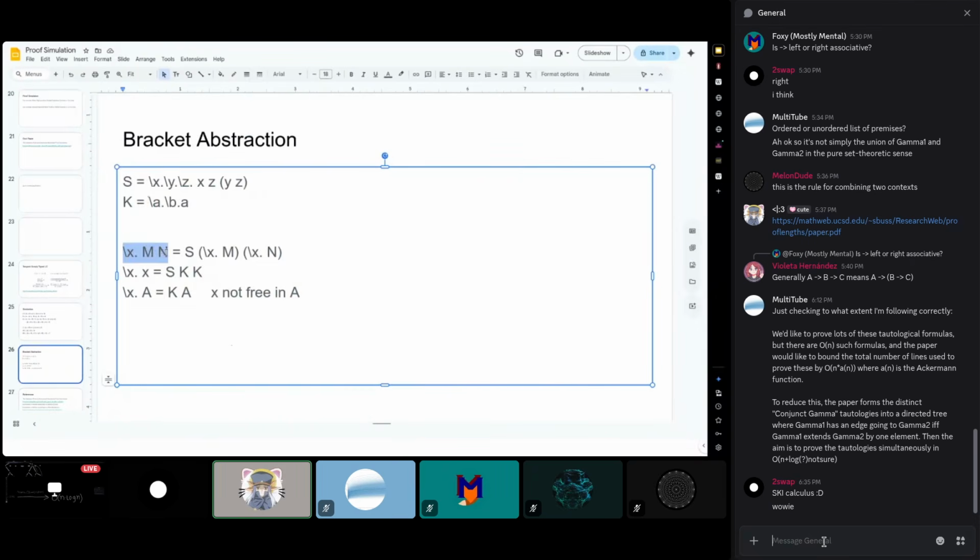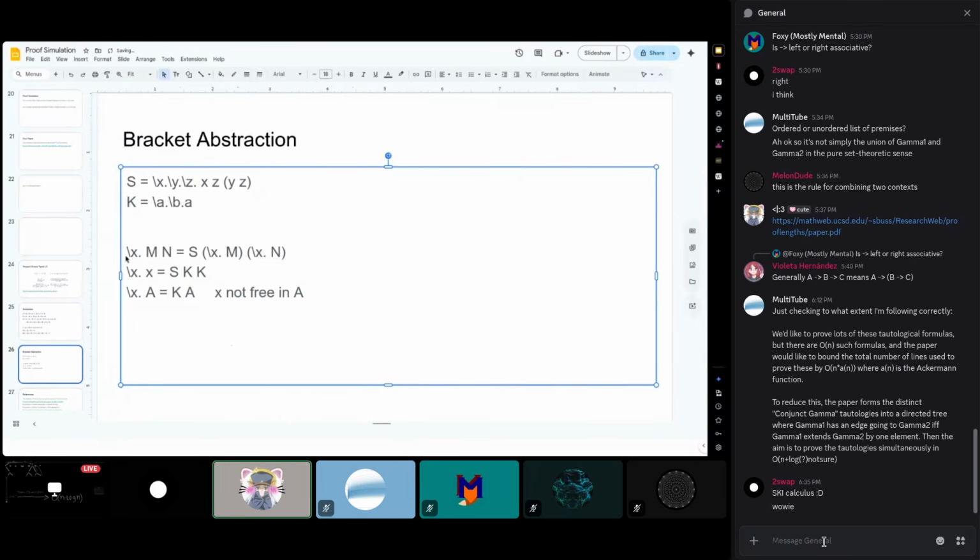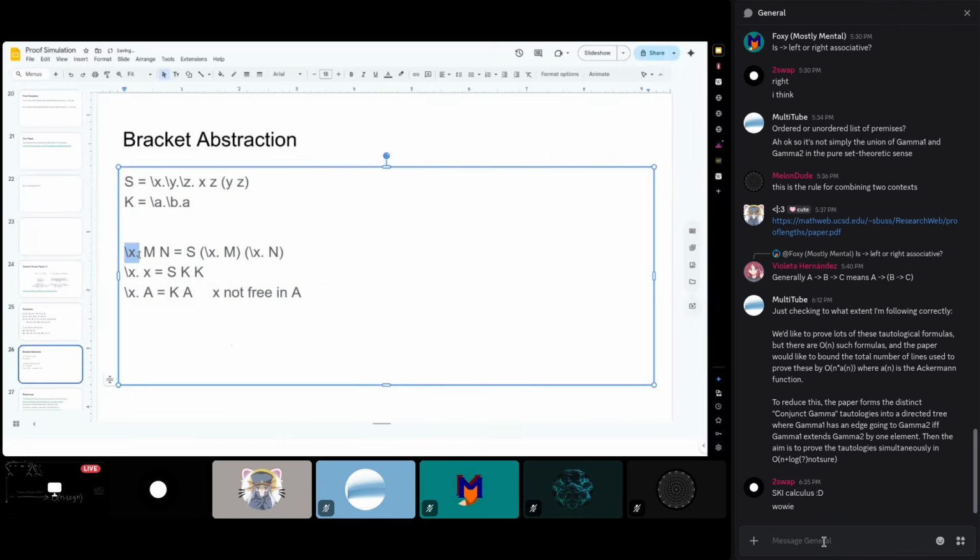So if you have something of the form lambda x. M applied to N, you replace it with this side, but you also recursively run the algorithm on these two subterms. Did that make any sense? Yeah, that makes sense.